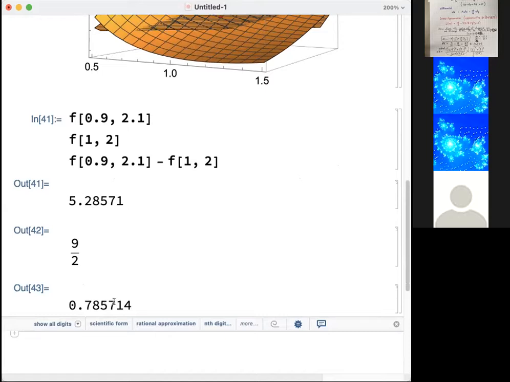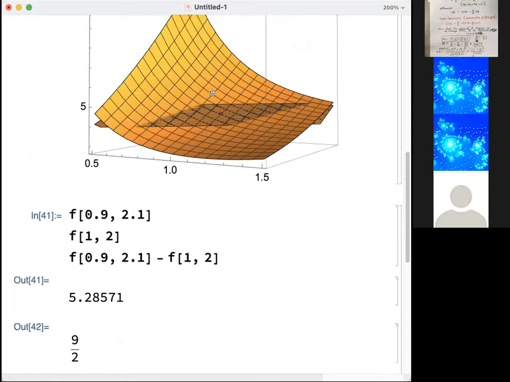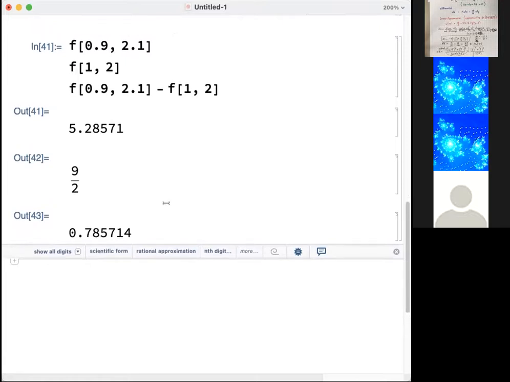0.7857. And we said 0.675. Now that's not too bad of an approximation. You say, well, that's not a very excellent approximation. Well, 0.1 and 0.1 are farther away from that point right there. So going a tenth of a unit in both the X and Y direction, you're not going to be on the surface at the same height you are in the tangent plane. But the 0.675 was a fair estimate.